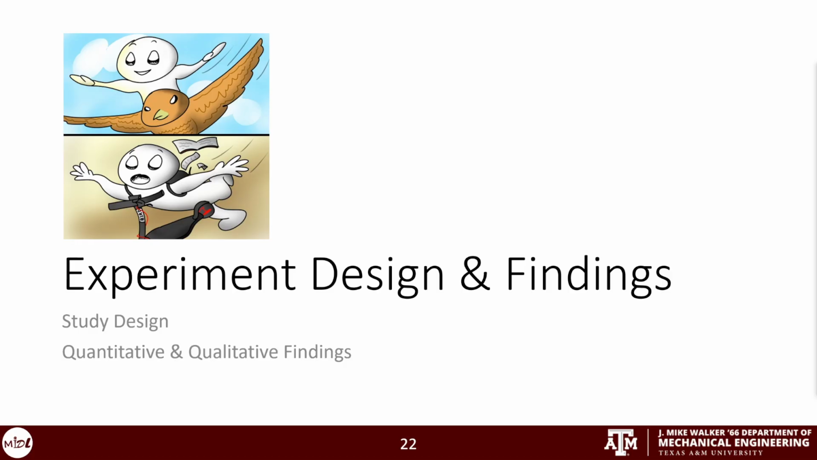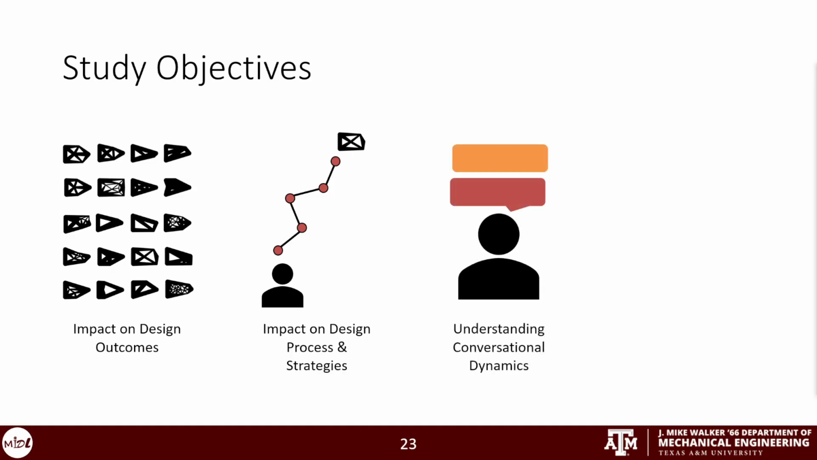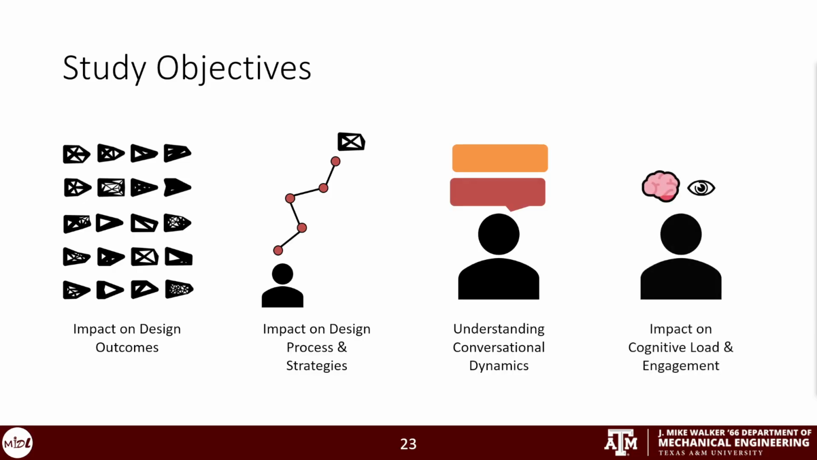Now to evaluate this workflow, we conducted a between-subject user study. In this section, I'll talk about the study objectives, study design, as well as our findings. So we had 4 main objectives for conducting the study, where we wanted to understand the impact that our Con-Struct workflow had on the users' design outcomes, on their design processes and the strategies that they used, the kind of conversations they were having with the AI agent, and its impact on their cognitive load and engagement with the task.